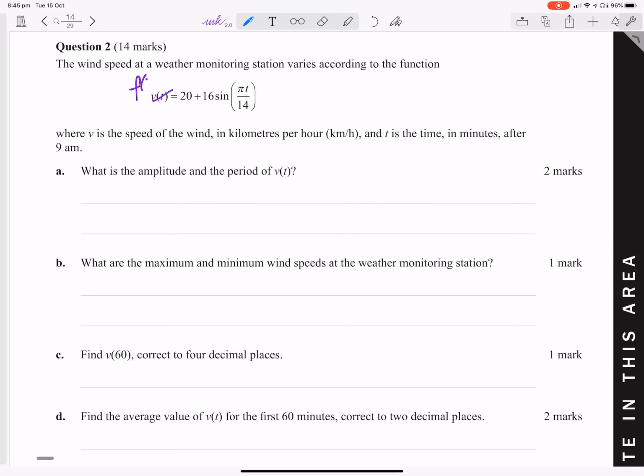Okay, so we call that f of x, where v is the speed of the wind, in kilometers per hour, and t is the time in minutes after 9 a.m. What's the amplitude? The amplitude is 16. The period is 2 pi on pi on 14, which is 2 times 14, which is 28. Time in minutes.